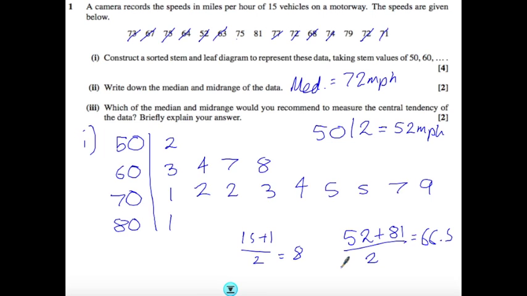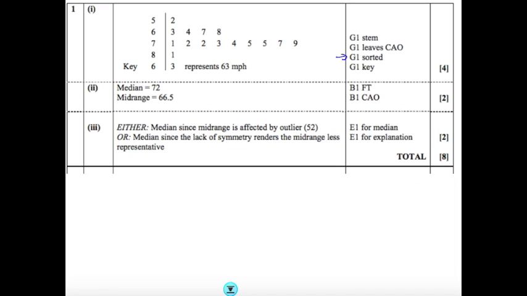So part 3: which of the median and mid-range would you recommend to measure the central tendency of the data? Briefly explain your answer. So these are one of those horrible stats questions, but I reckon you're probably allowed to use either. Now, if we look at the mid-range, that's going to be affected by outliers. So you can see this mid-range is really affected by this 52, which is quite a lot lower than the next one up. So in this case, I'd say the median's more representative because the mid-range has been more affected by this one result. So let's see what they say.